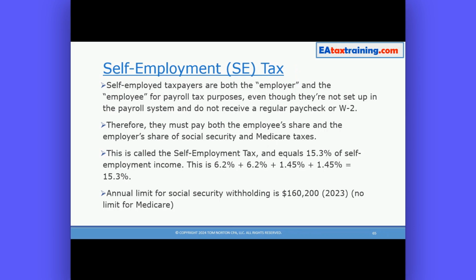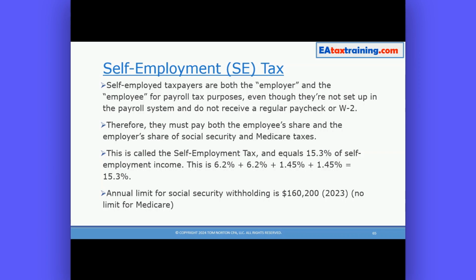However, it is limited. And for the 2023 tax year, which is what we're talking about here for the 2024 EA exam, that limit is $160,200. There is no limit for the Medicare portion. So that is the limit for the 12.4% Social Security piece. There is no limit on the 2.9% Medicare piece.